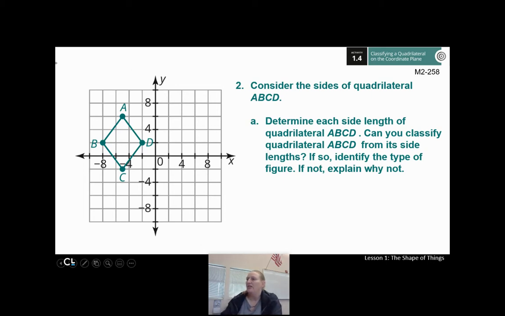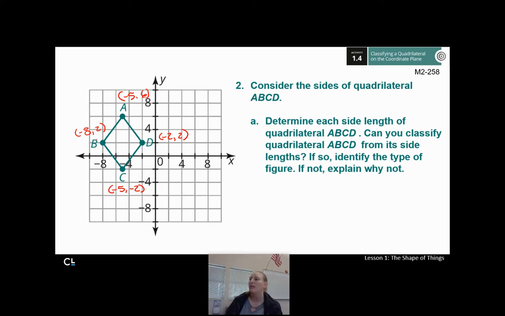All right, I don't have numbers on this, so just to make this a little easier, I'm going to write some numbers on here. So we said that A was at -5, 6. We said that B was at -8, 2. We said that C was at -5, -2. And we said D was at -2, 2. So I like to have those numbers handy because it does make it easier to use distance formula.